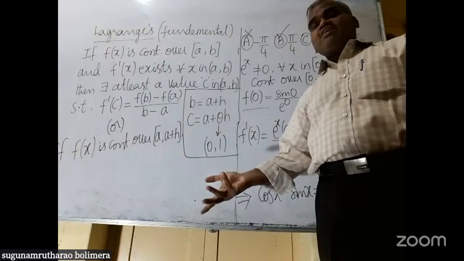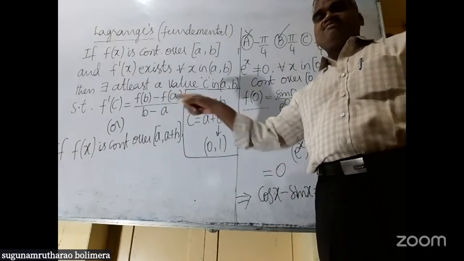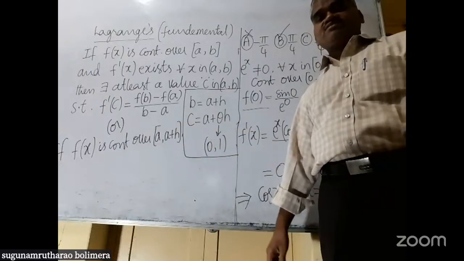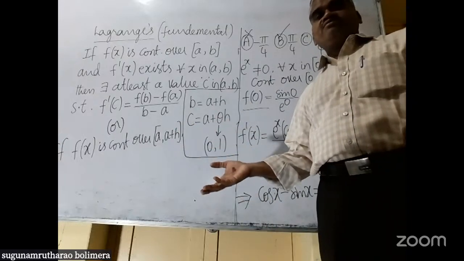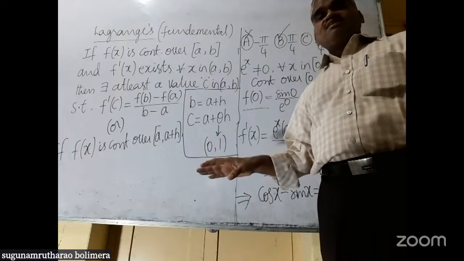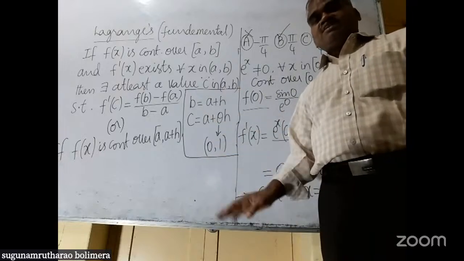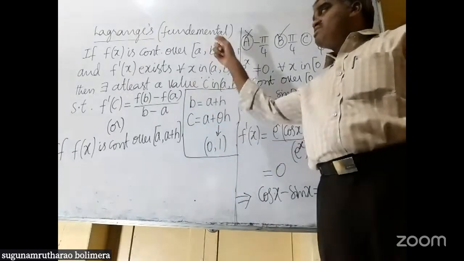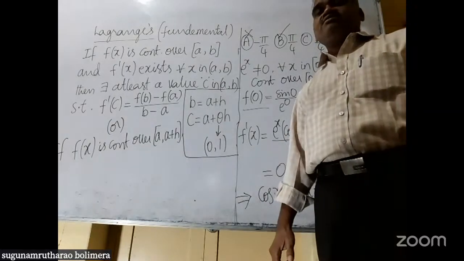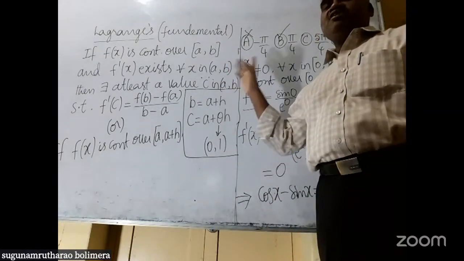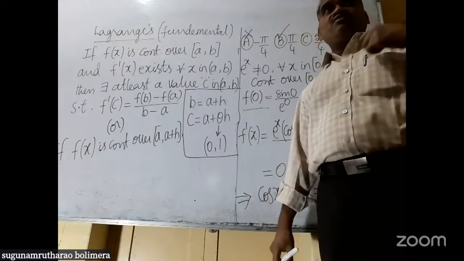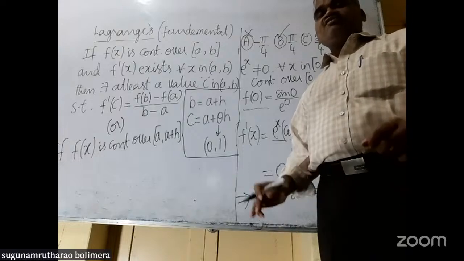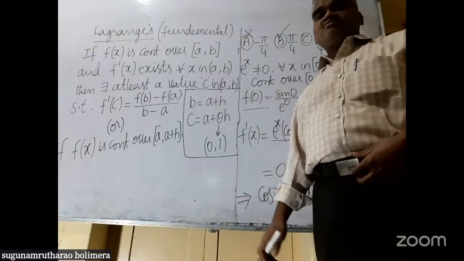And for all the remaining theorems also, Rolle's theorem is linked with Lagrange's. Next one, Cauchy's mean value theorem is linked with Lagrange's. Next one, Taylor's theorem is linked with Lagrange's. Next one, Maclaurin's theorem is linked with Lagrange's. So that's why we call this the fundamental mean value theorem. For an examination, if you are asked only for the mean value theorem, definitely you have to consider only this.